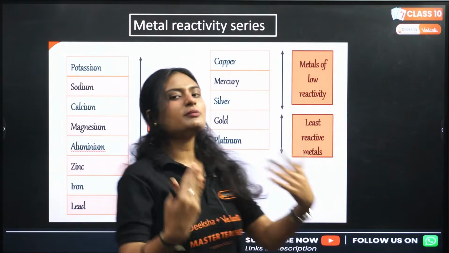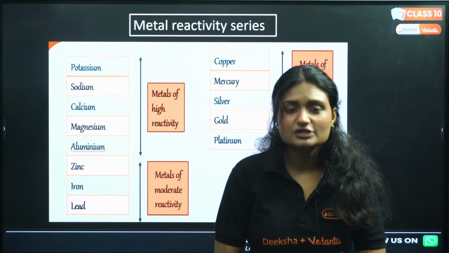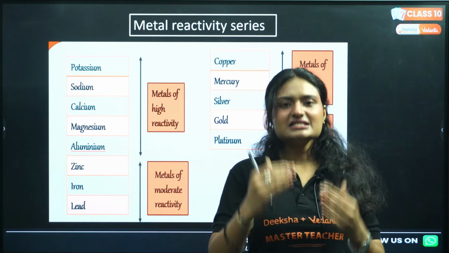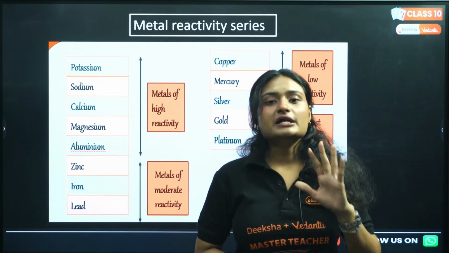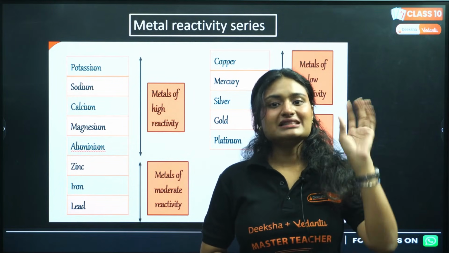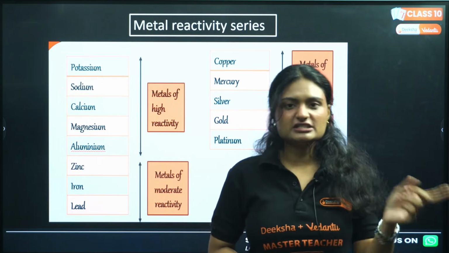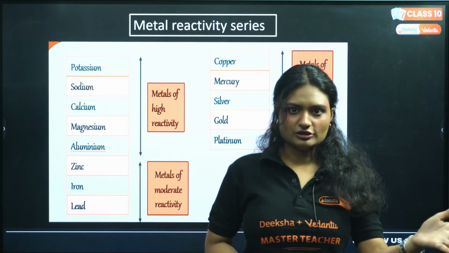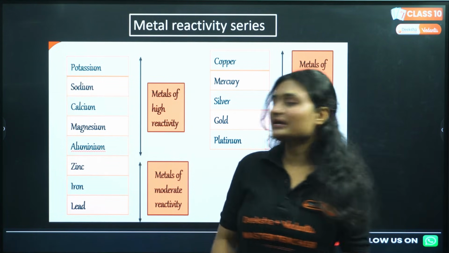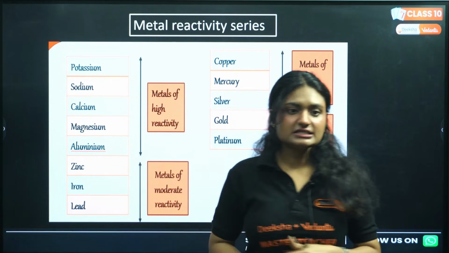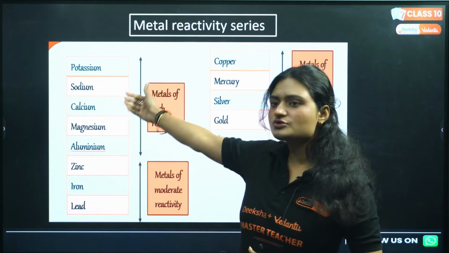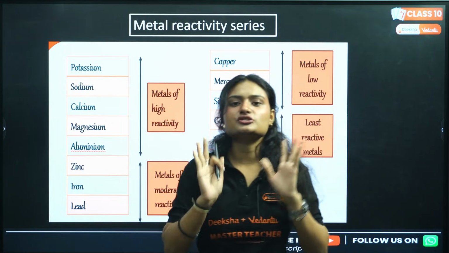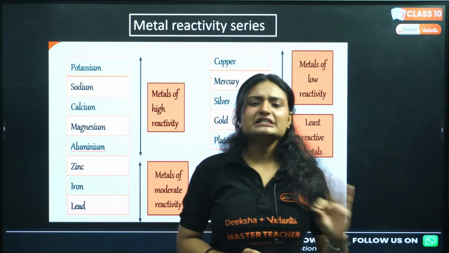Now before we talk about electrolytic reduction or electrolytic refining, you should know one thing. There is a metal reactivity series. Now what is that series? This series tells the reactivity of the metal. Depending on the metal's position in this particular series, we can predict whether they are more reactive, less reactive, moderately reactive, or not reactive at all. All these things are told by this single reactivity series. In this series, we start with potassium, sodium, calcium, magnesium, aluminum. These are the metals of highest reactivity. They are really highly reactive metals.